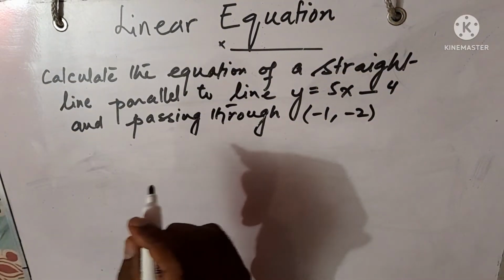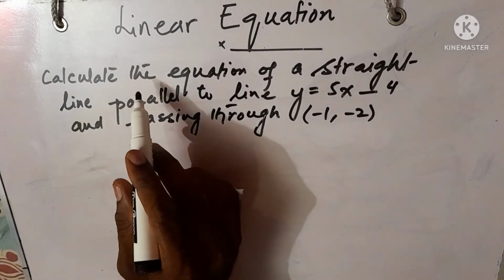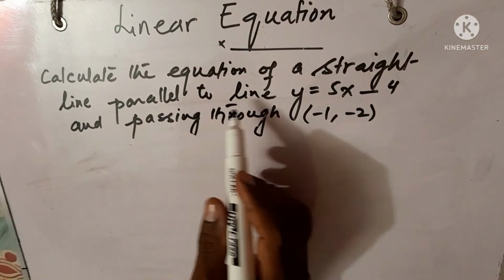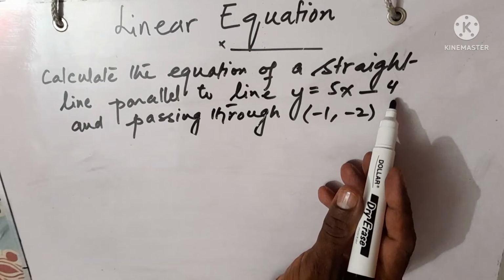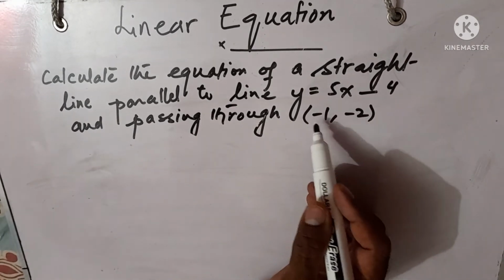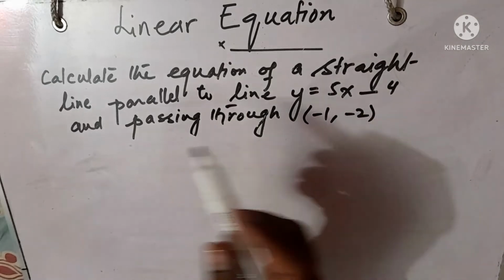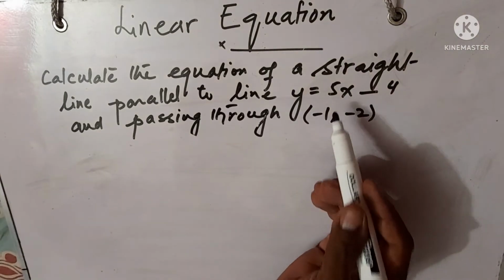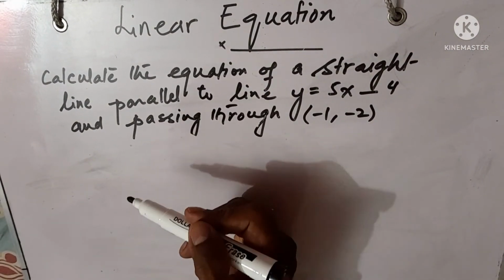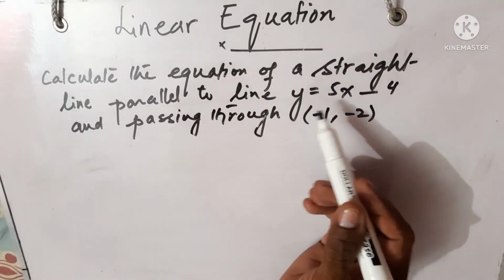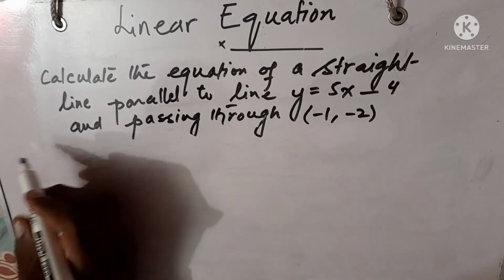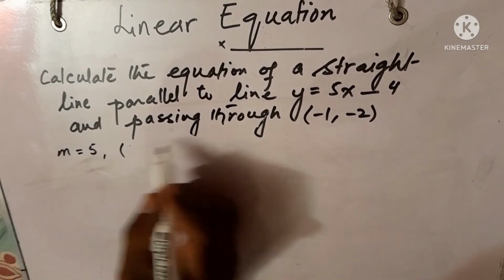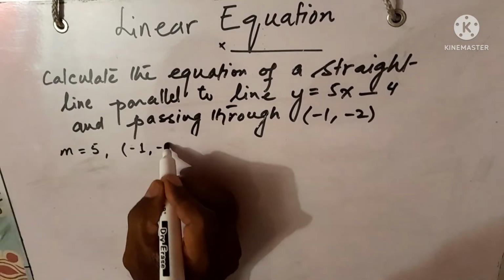Okay, so our next example is linear equation. Calculate the equation of the straight line parallel to the line y = 5x - 4 and passing through (-1, -2). Because we are trying to find the parallel line equation, the gradient of this line and the gradient of the parallel line will be same. So in this case we know that the gradient of this line is 5. So I will write m equals 5 and the coordinate given to me is (-1, -2).